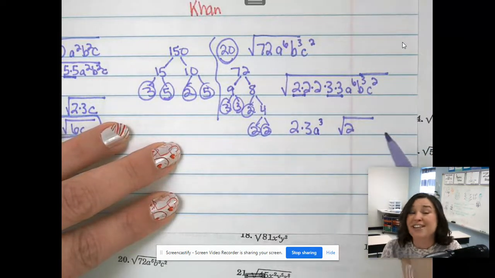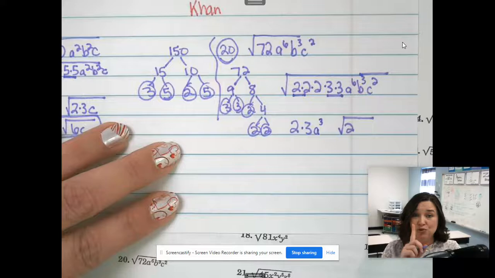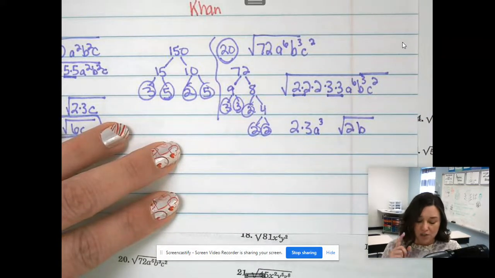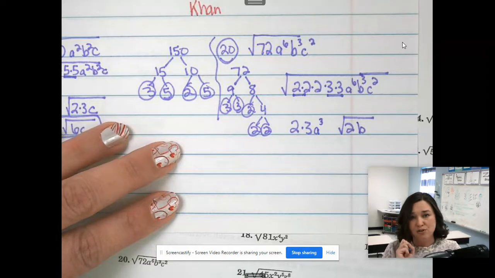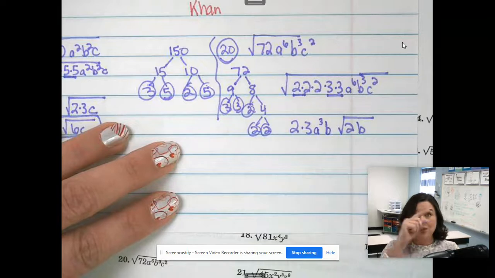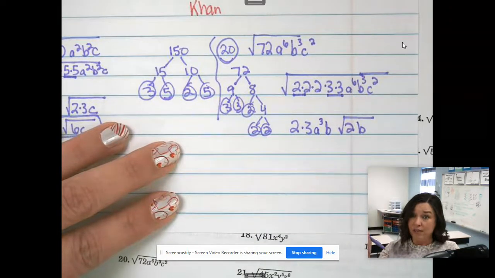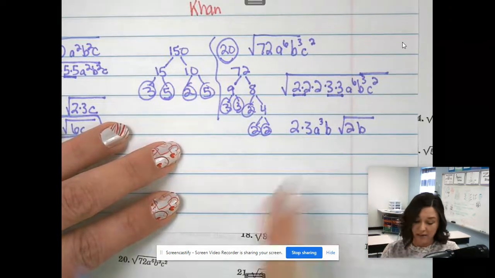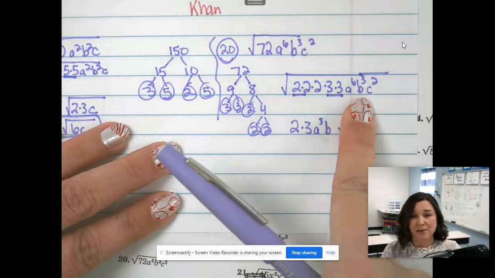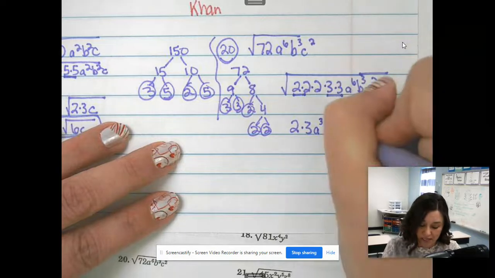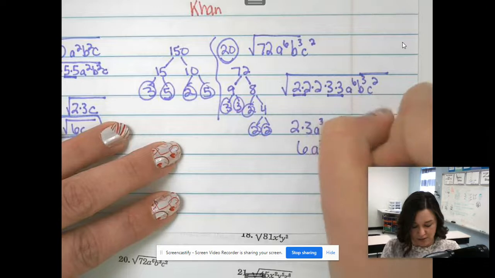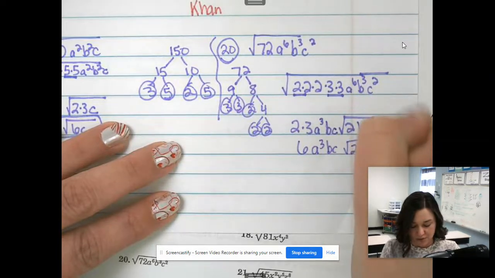B to the 3rd, that's odd. So I'm going to subtract 1, and that 1 has to stay under the square root. So what is 3 minus 1? That's 2, and 2 divided by 2 is 1. So that one goes out front. And you got to think, if I drew out 3 B's, one of them would not have a pair, 2 of them make a pair, and that pair goes out front. C squared, that's even. 2 divided by 2 is 1, so that 1 goes out front, and nothing is left under the square root. 6 a to the 3rd bc times 2 square roots of b.